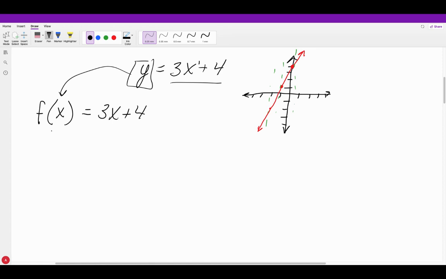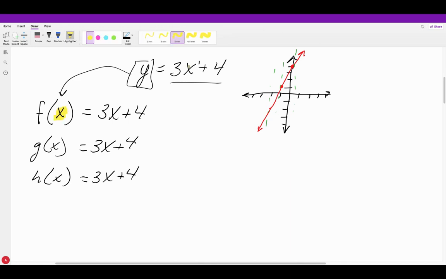Now, it doesn't need to be f of x. It could be g of x is equal to 3x plus 4. It could be h of x. So any letter that we use in front of this can represent the function. It just is going to be written with that variable x in parentheses. And the variable that gets written in these parentheses must match the variable of the original equation.